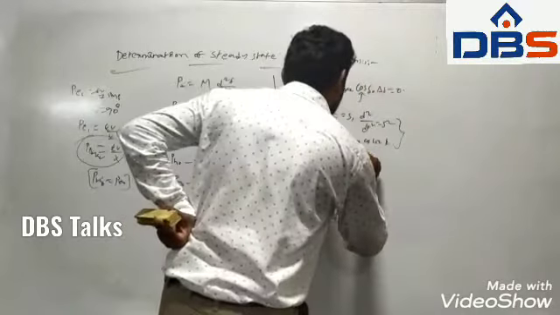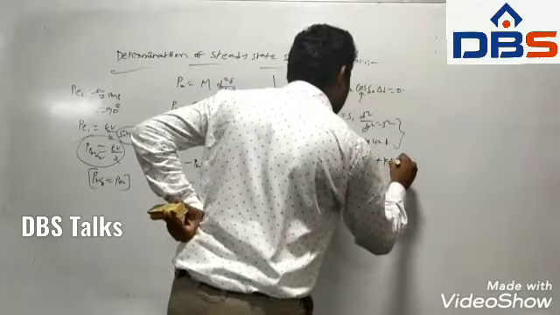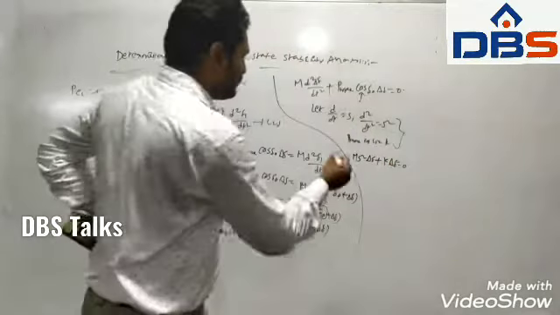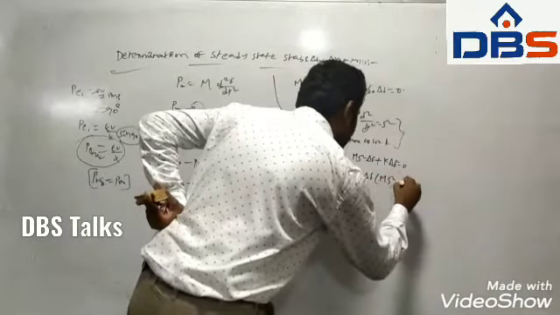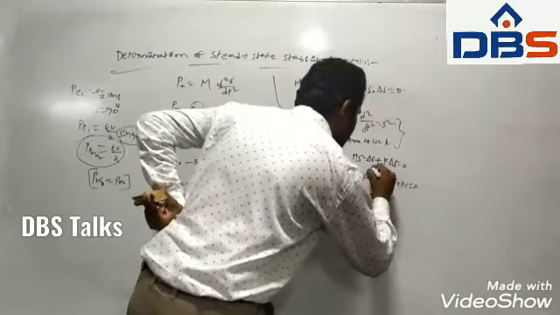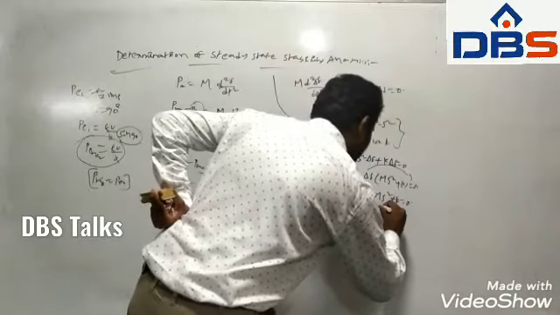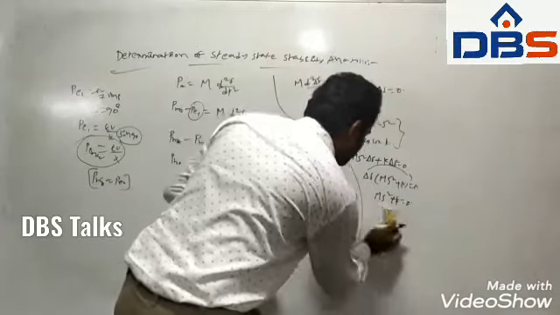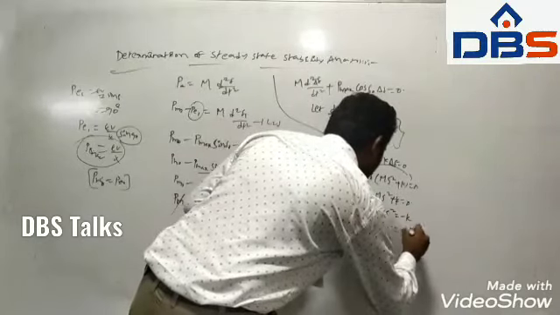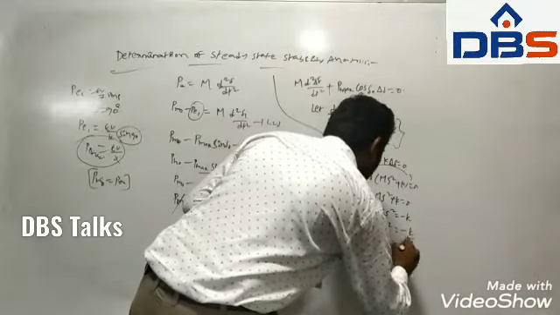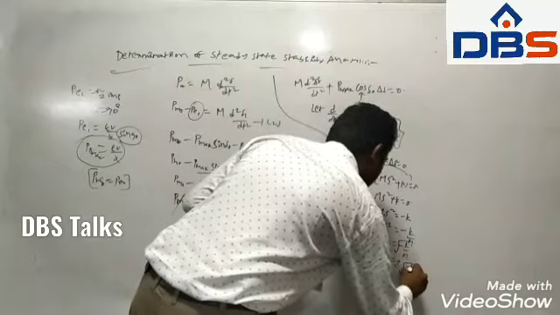So substitute these three conditions into this equation. It will rewrite as m into s square into delta delta plus k into delta delta is equal to 0. So taking the common delta delta value, we have m s square plus k is equal to 0. From this, m s square is equal to minus k, so s square is equal to minus k by m. So s is equal to plus or minus root of minus k by m.